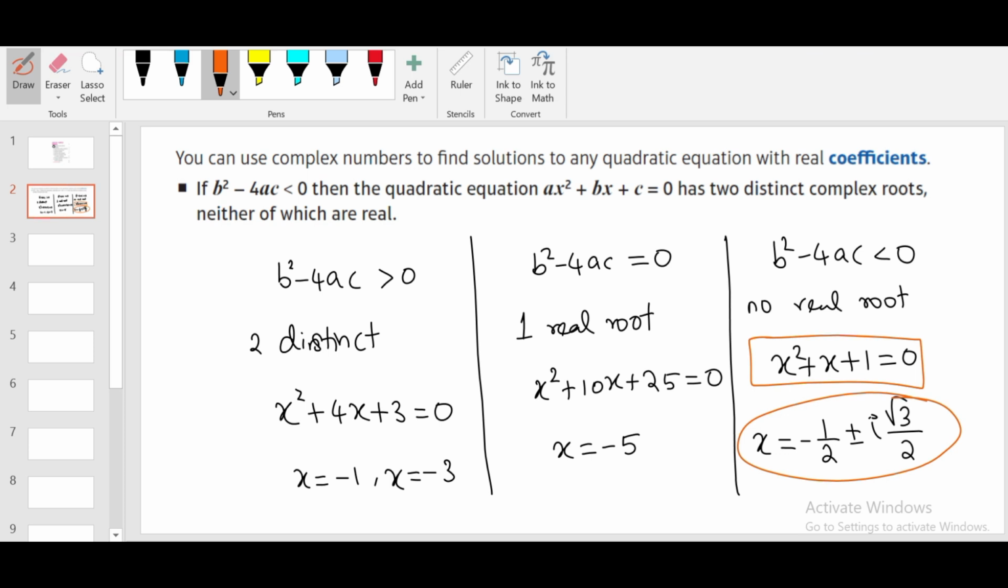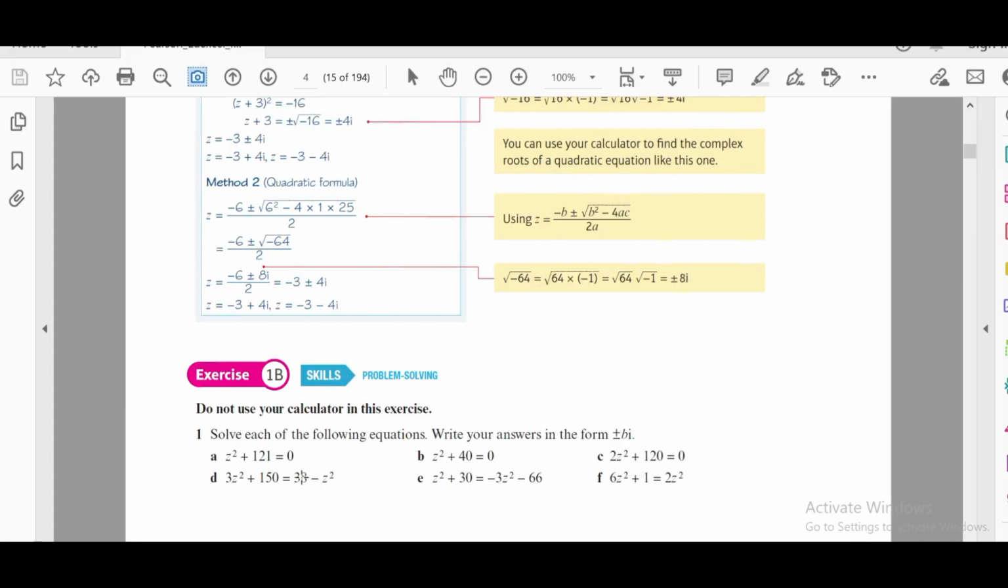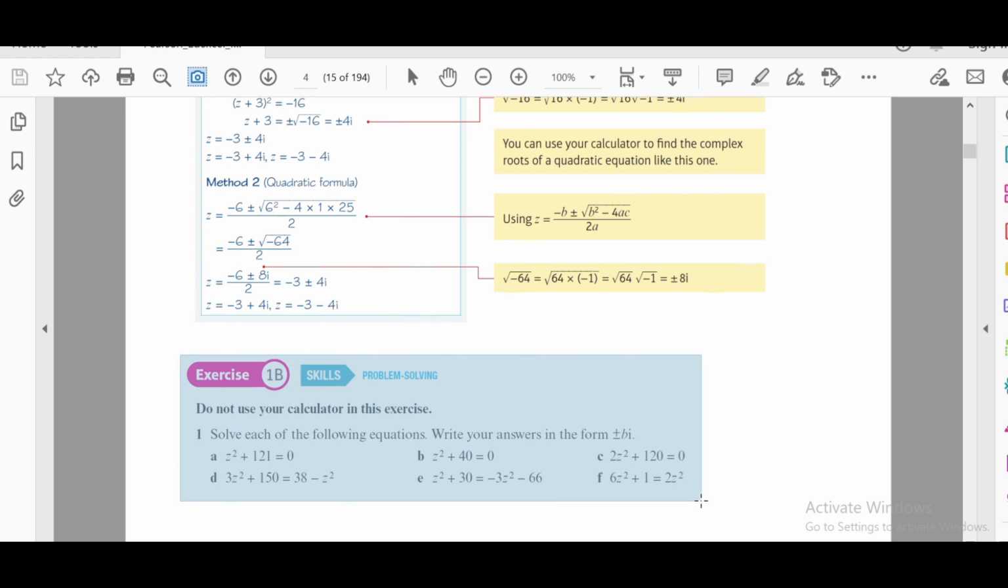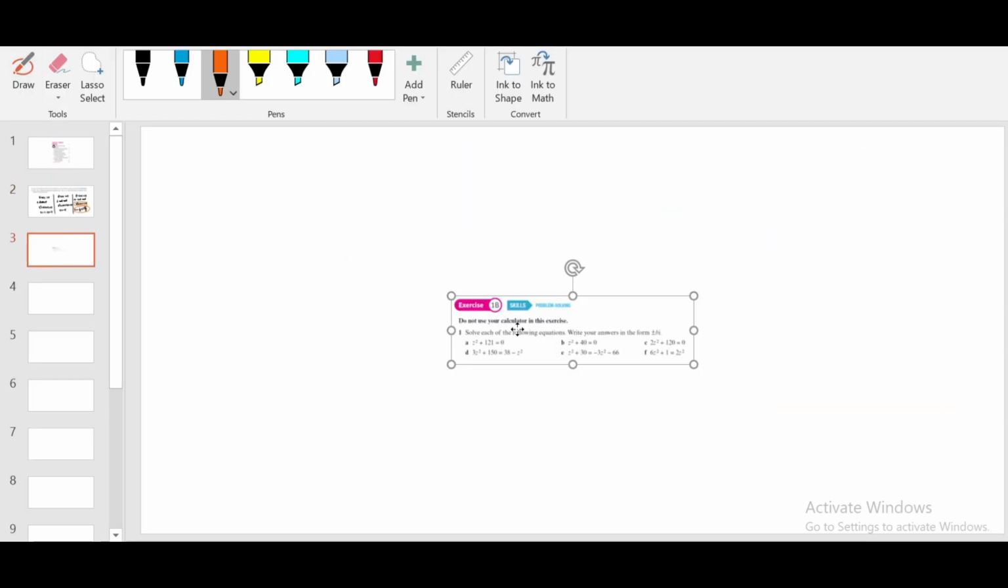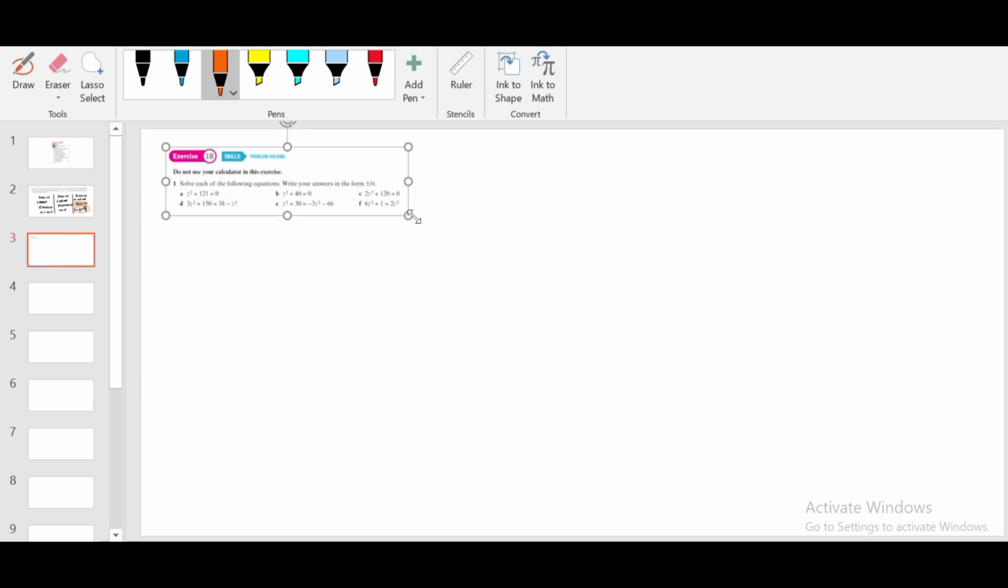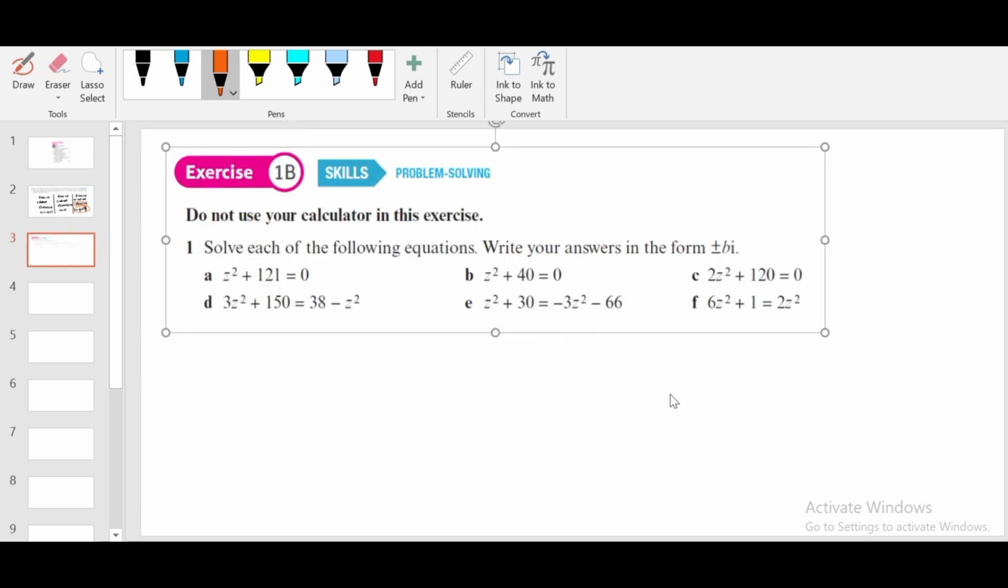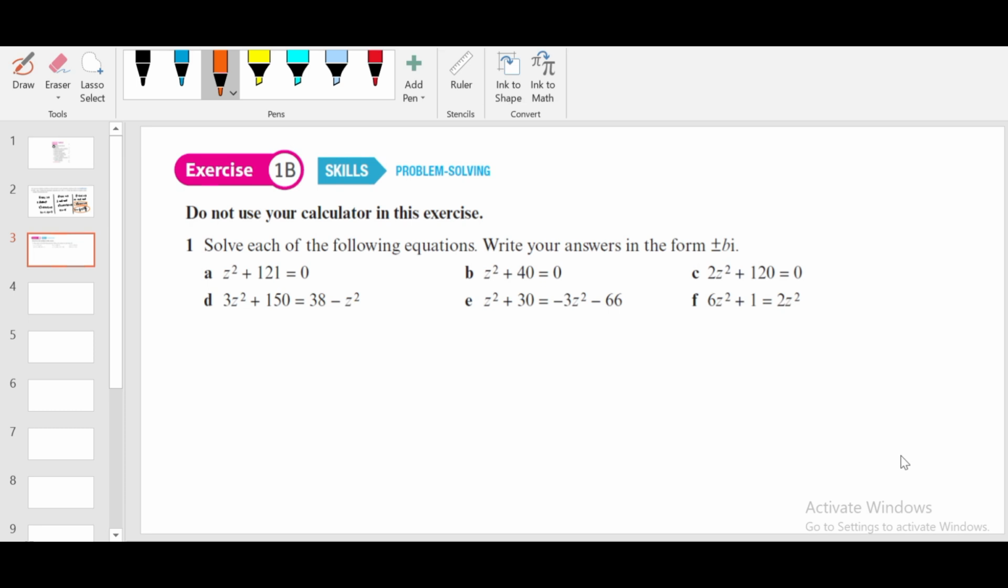So when you have a quadratic equation with no real solution, you can find complex roots actually, roots as complex numbers. For example, I'm taking a question from exercise 1B now. Solve each of the following equations. Write your answer in the form plus or minus bi.